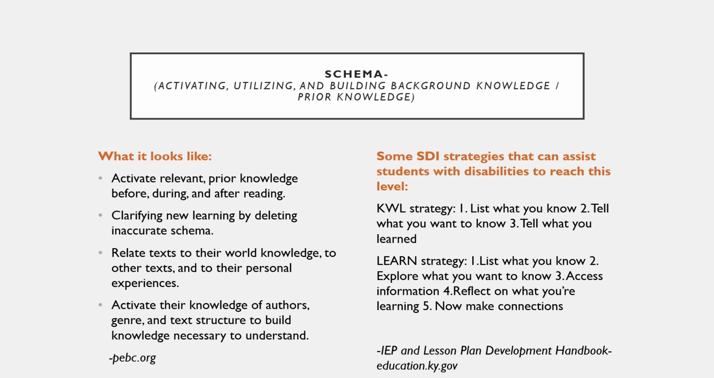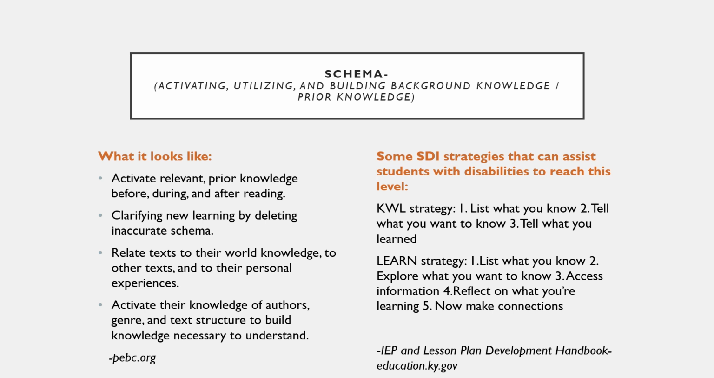So let's talk about some strategies that you can use that would help your students. The first one that I have here is the KWL strategy, and how you would set this up would be on chart paper, and you would divide it into, label it K, W, and L. Under the K, you would list what you know. In the second one, you would tell what you want to know, and then at the end, you tell what you learned.